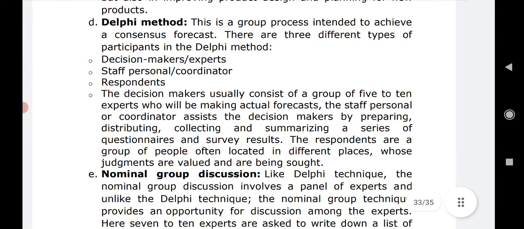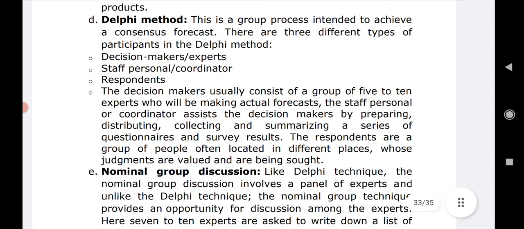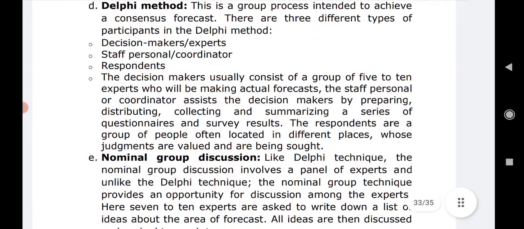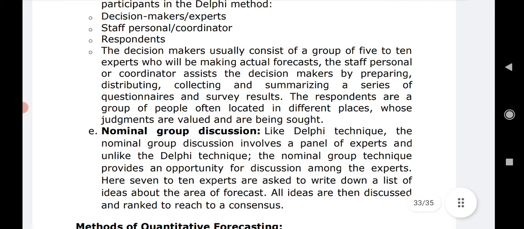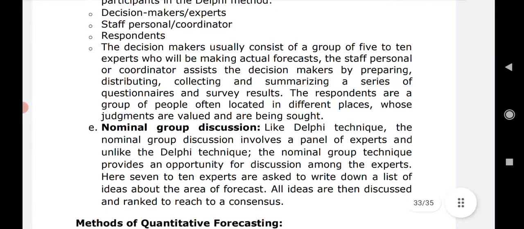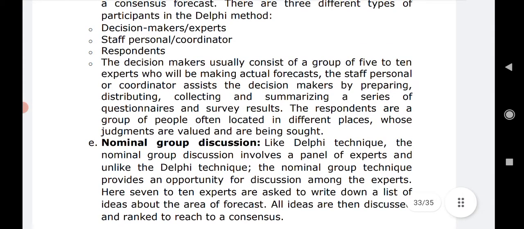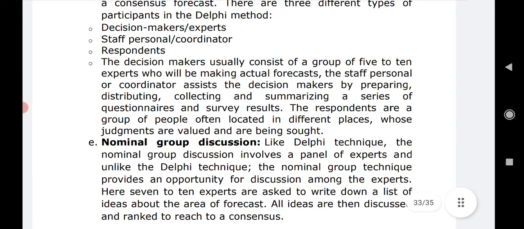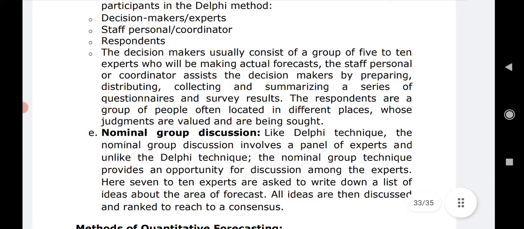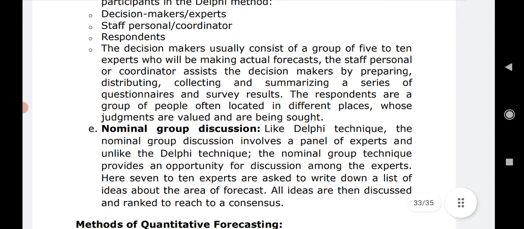Now this is a kind of group process which intends to achieve the consensus forecast. That means there are three different types of participants in Delphi methods: decision makers, that means experts themselves; staff personnel, maybe the coordinators; and the respondents. Now the decision makers usually consist of a group of say 5 to 10 experts.